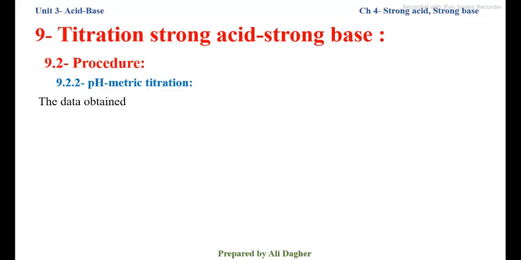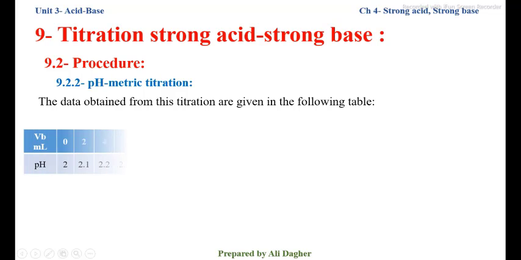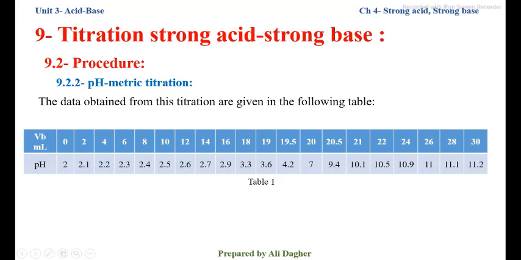At the end of titration, we obtain a table containing the data obtained from this titration. The data are given in the following table: volume of base added in milliliters and pH. The data of this table are different from the data obtained from the video. Then we obtain the table like this.